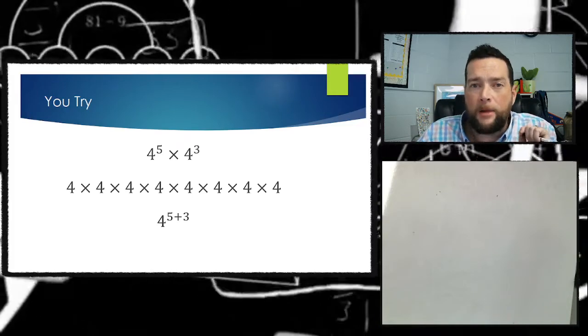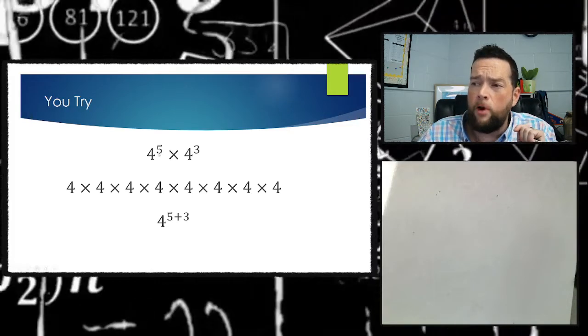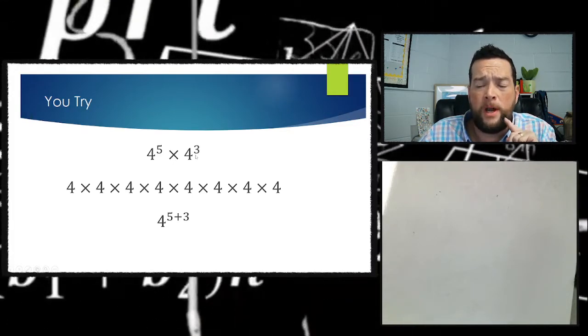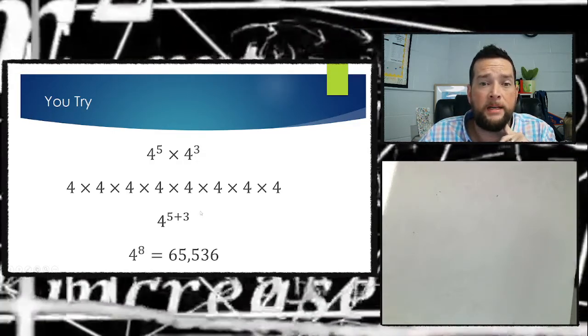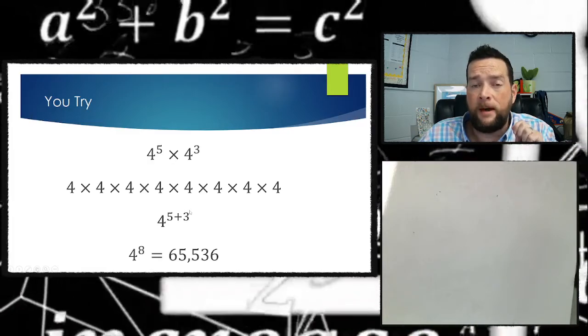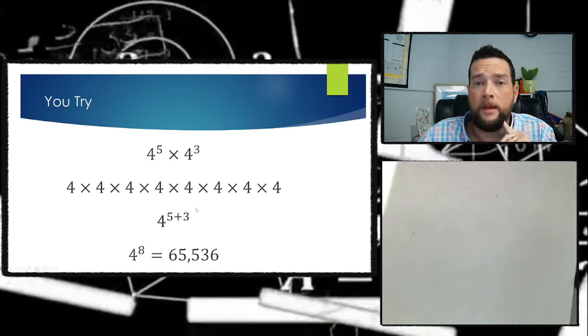Or I could apply the product of powers rule, and I could do 4 to the power of 5 times 4 to the power of 3 is really 4 to the power of 5 plus 3, which is 4 to the power of 8. And that answer is 65,536.